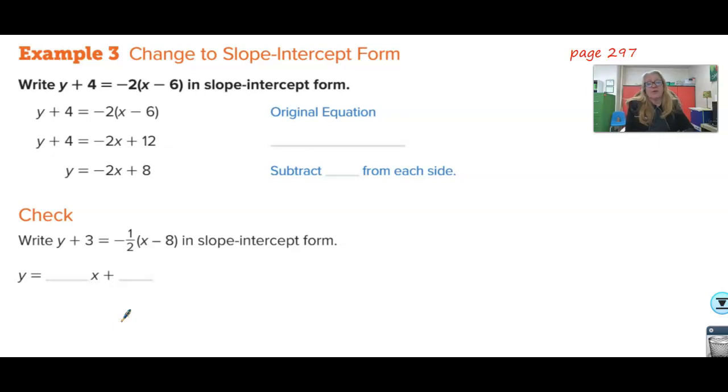Change to slope-intercept form. Changing to slope-intercept form means they want it to go back to the y equals mx plus b from point-slope form. Well, the first thing we've got to do, we're trying to get y by itself on the left, and then the x term on the right, and then the constant on the right. Well, here's what we'd do. We'd get rid of these parentheses by distributing. -2 times x is -2x, and -2 times -6 is +12. Okay? Now, we need to get y by itself, so we would subtract 4 from both sides, and that gives us y equals -2x plus 8.